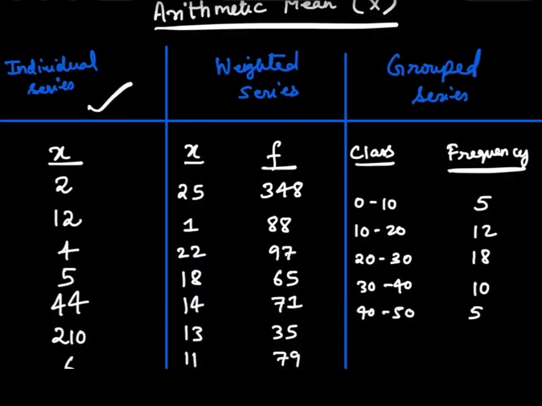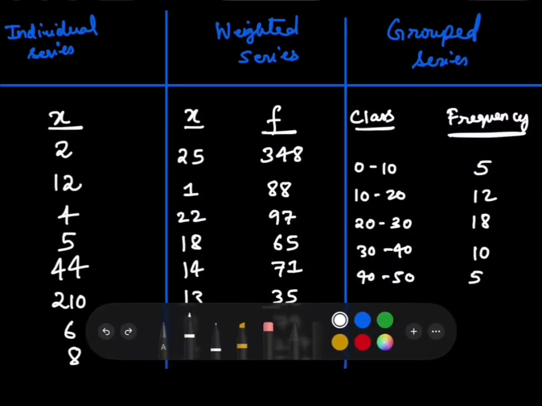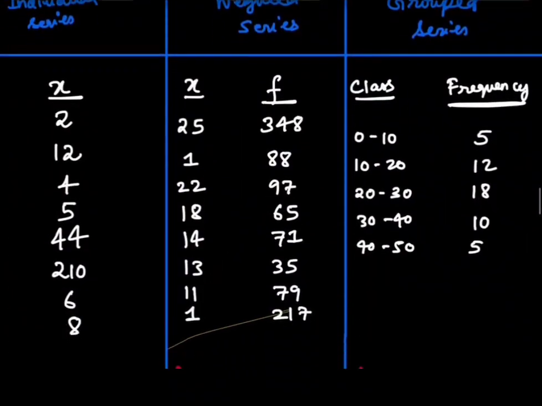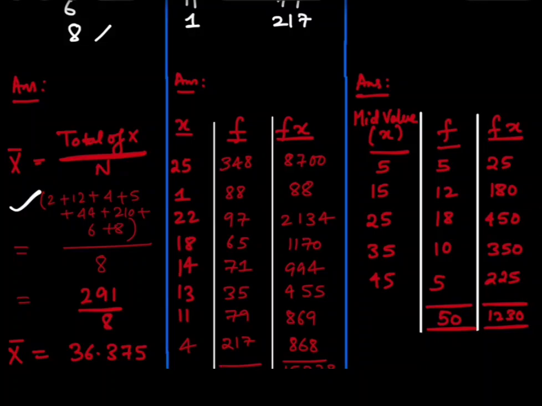In case of individual series, we have the different values of x and we have to find the arithmetic mean. How do we find it? Here, the different values of x are given, 2, 12, 4, 5 and so on. We add all the values, we find the sum total, like here, 2 plus 12 plus 4 plus 5 and so on, and then divide by n.